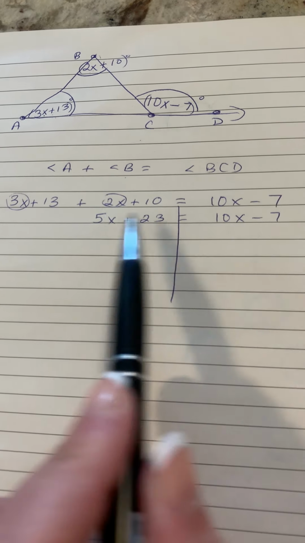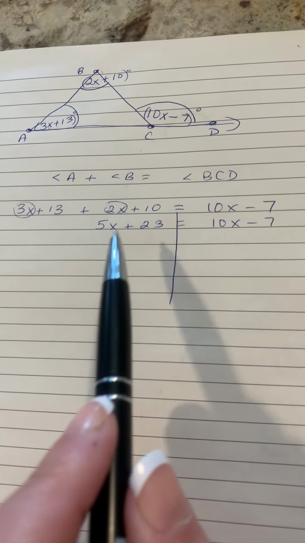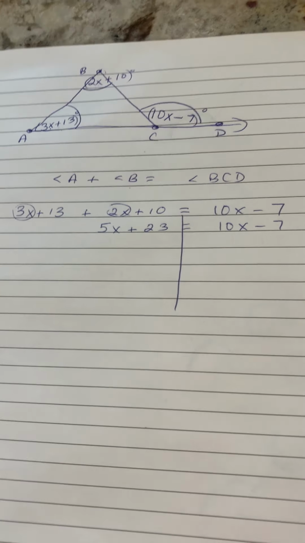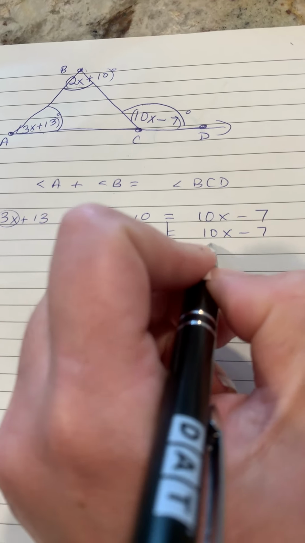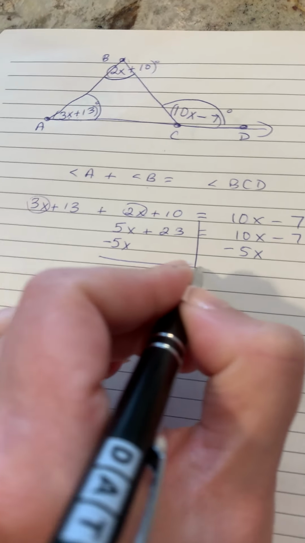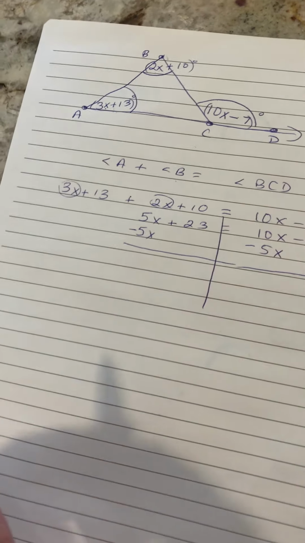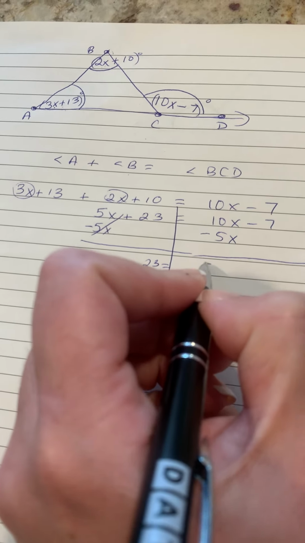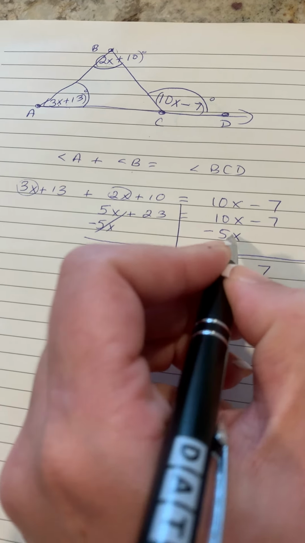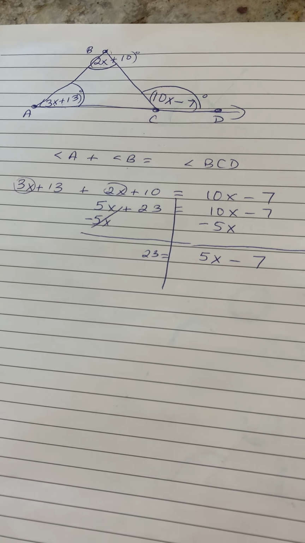Now this time I have variables on both sides because I have a 10x here and a 5x here. I didn't have that in the last lesson, so I solved it pretty easily. Here I have to remove the smaller variable using inverse operations. So I'm going to do a minus 5x to both sides. That leaves me with 23 equals 5x minus 7, because 10x minus 5x is 5x.